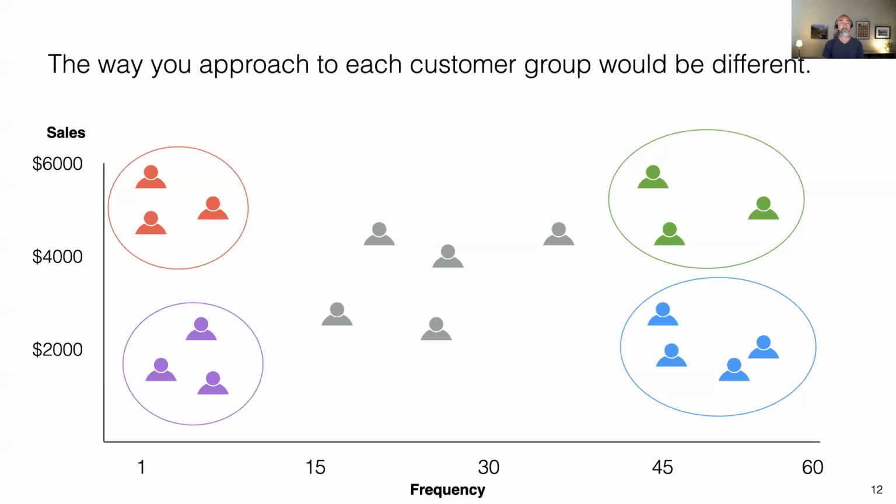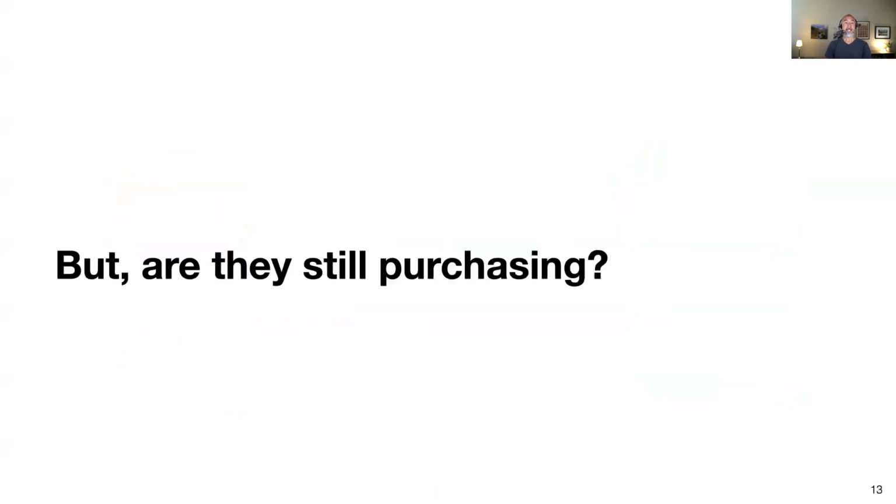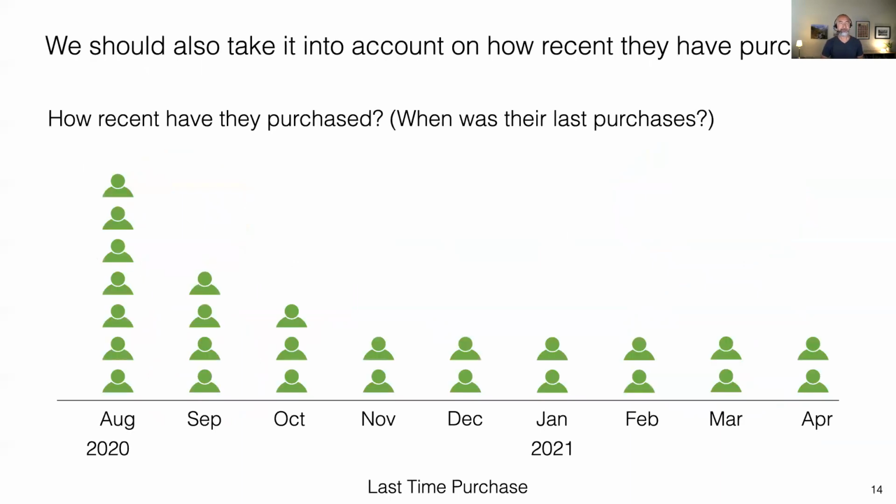So at this point, we have two metrics that help us understand the customers from different perspectives. Now, but are they still purchasing? That's another question. So now I again visualize all the customers, and the x-axis is the last time they purchased. Some of the customers on the right-hand side purchased in the last month, in April.